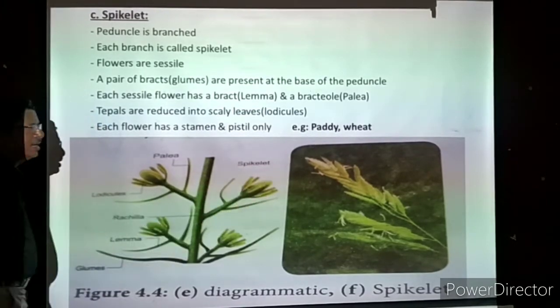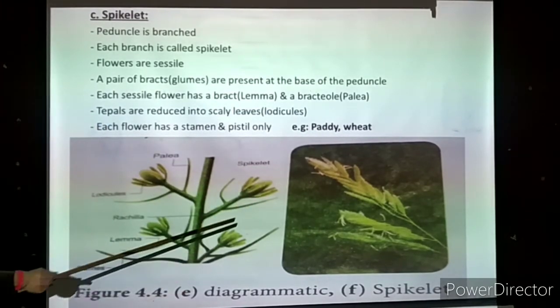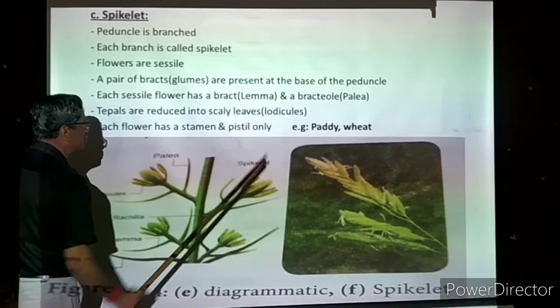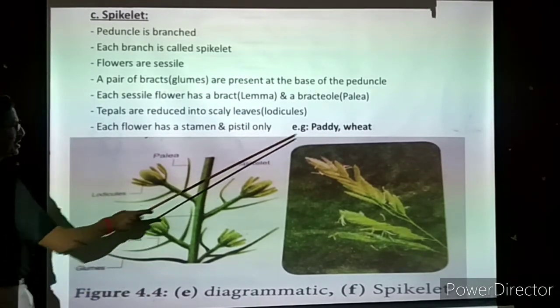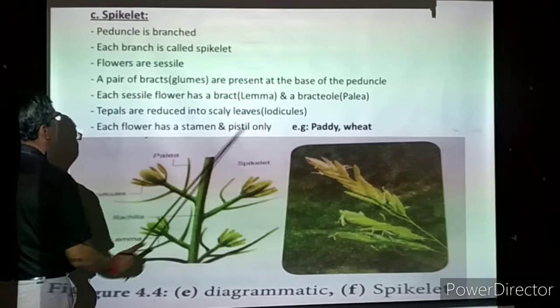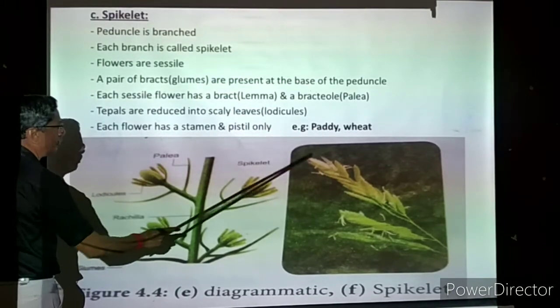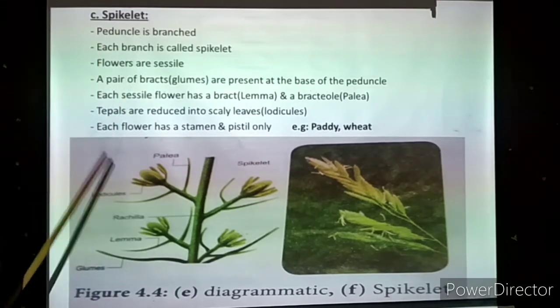Example, paddy. In agricultural fields, farmers cultivate paddy and also wheat. Normally in the northern states they cultivate wheat. So in paddy and wheat we can find these characters. So paddy and wheat come under spikelets.